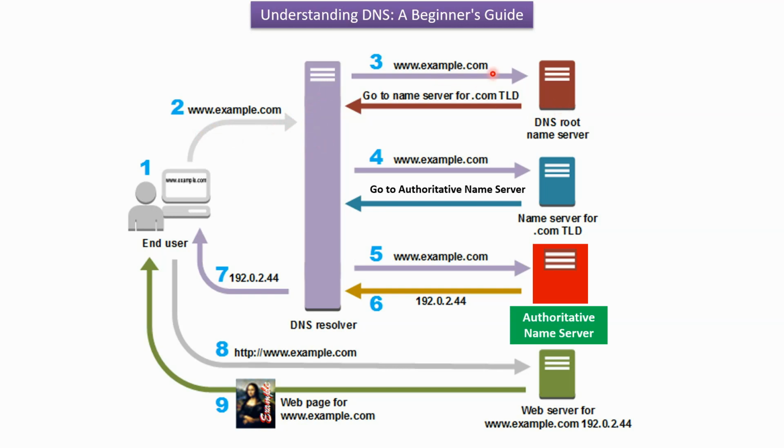The DNS root name server checks the extension of the requested domain. It is .com. So the DNS root name server provides the IP address of the name server for .com TLD. Using the IP address, the DNS resolver sends www.example.com to the name server for .com TLD, and this server provides the IP address of the authoritative name server. Using the IP address, the DNS resolver sends www.example.com to the authoritative name server. This server provides the IP address of www.example.com to the DNS resolver, and the DNS resolver stores this IP address for future use in the cache, and then forwards the IP address to your device.